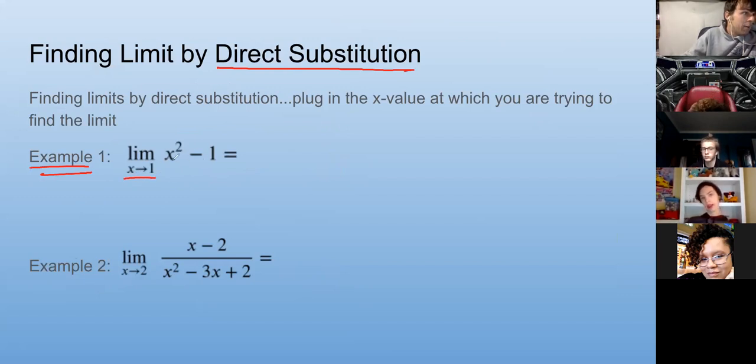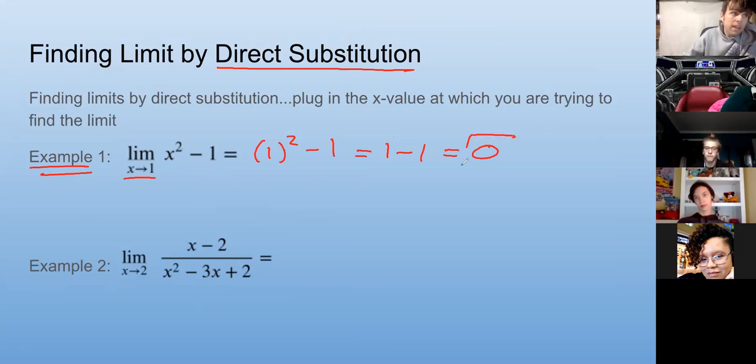When I look at it, I want to see, okay, I don't see any problem. It seems like I should just be able to put 1 in here, right? I can put a 1 in there and square it and subtract. That seems fine. So 1 squared minus 1, that's 1 minus 1, that's 0. So it seems like this limit is 0.